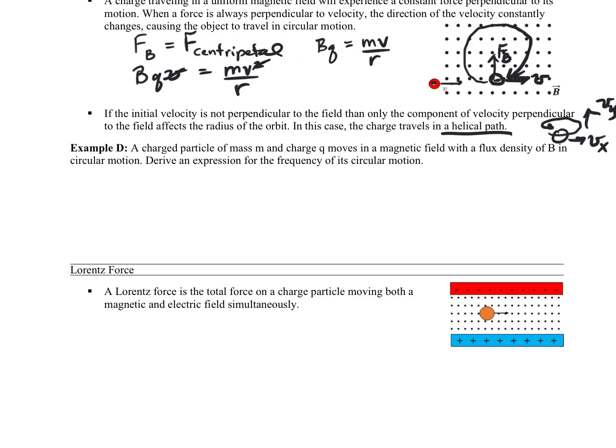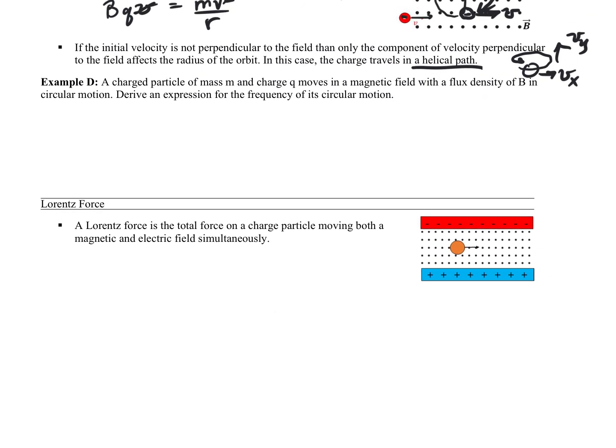So now, let's look at an example here. A charged particle of mass m and charge q moves in a magnetic field with a flux density of B in circular motion. Derive an expression for the frequency of its circular motion. So what do we know? If it's moving in a circular motion, we know F sub B is equal to F sub C, don't we? Yep. Okay. So we know that BQV equals mv squared over r. Yes?